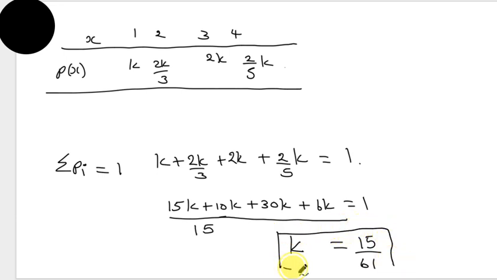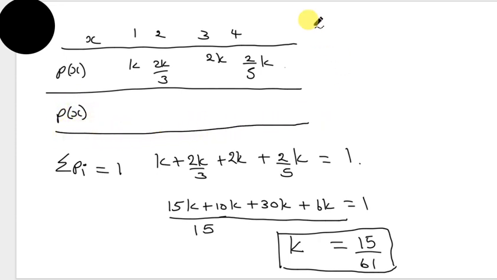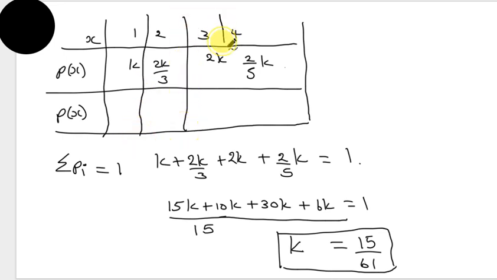Now please substitute this value of k in the above table. That will give you the probability distribution. Hence, my p of x is now going to take the values, substituting for k, where k is 15 by 61: here it is 10 by 61, 2k so 30 by 61, and again here it is 6 by 61.